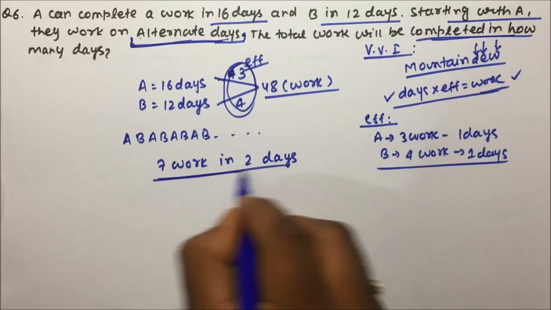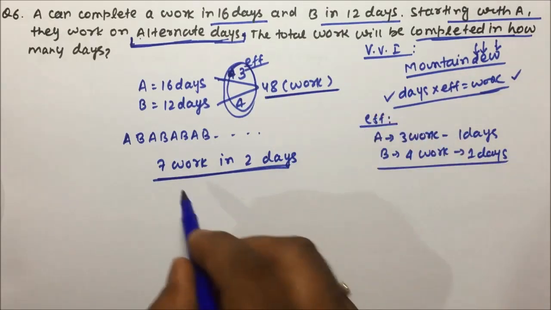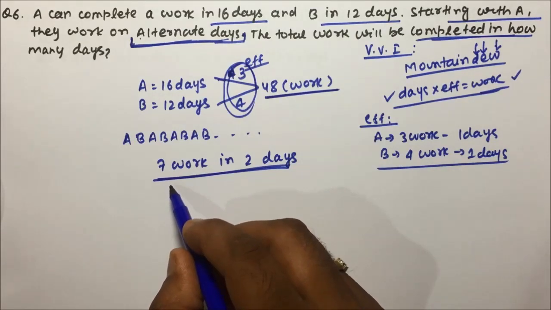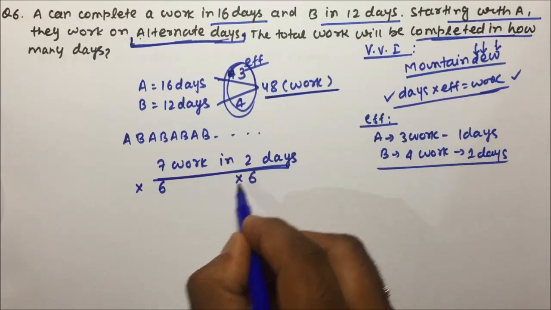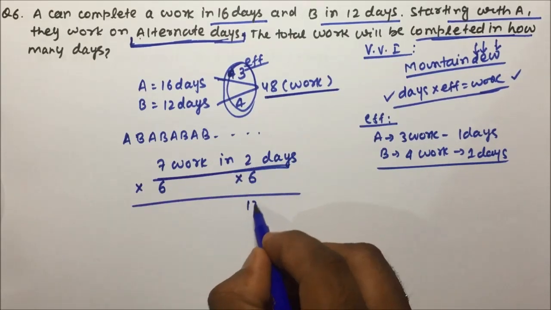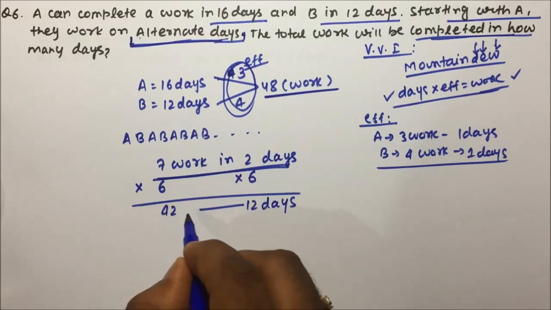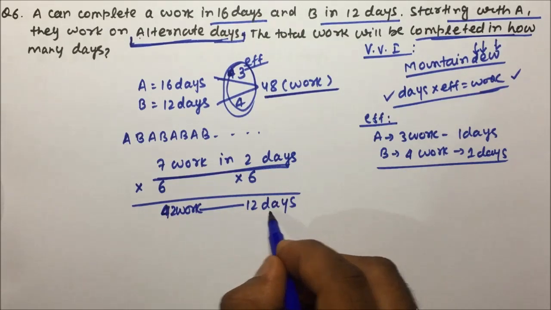Now what is the total work, friends? Total work is 48. 7 into 7 will be 49, so we will not multiply by 7. We will multiply by 6 here. So you can see in 12 days, they will be able to complete 42 work.